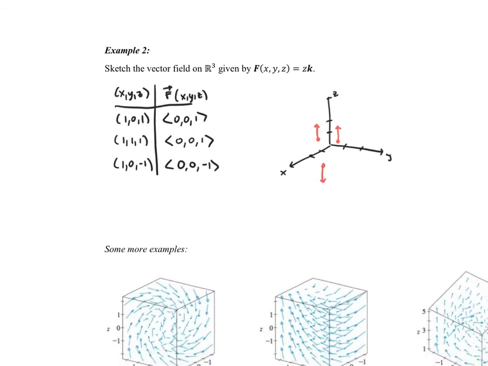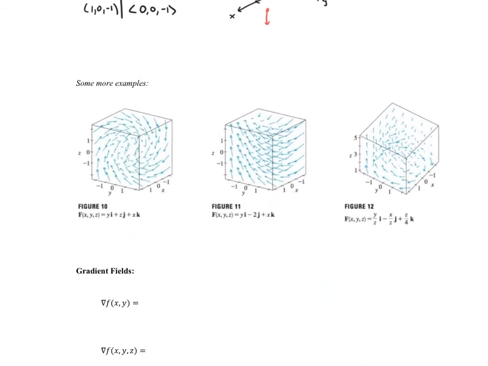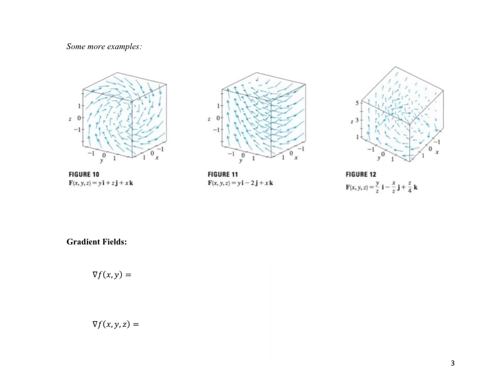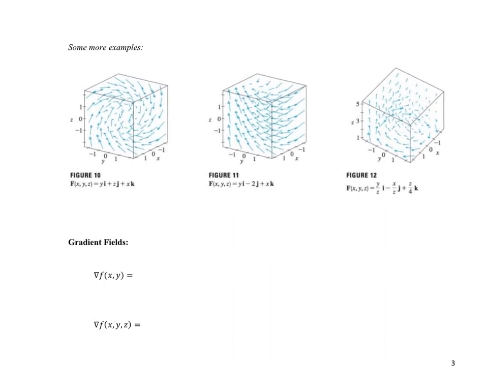But again, this is just a simple example in space. Here are some more examples. These are obviously computer generated, and that's a nice attribute to use. You can see all sorts of patterns there, and most of the fields that we have are going to be computer generated. We won't have to do too many on our own, thankfully.